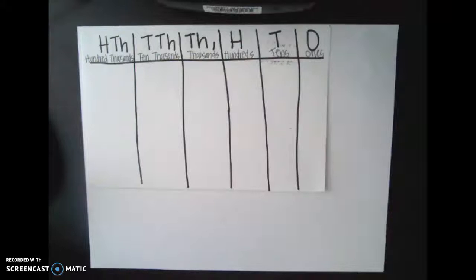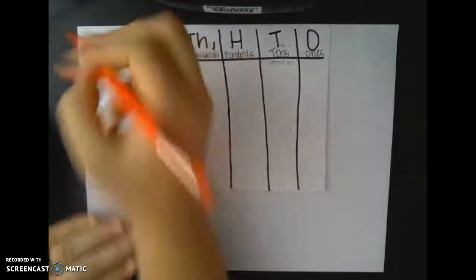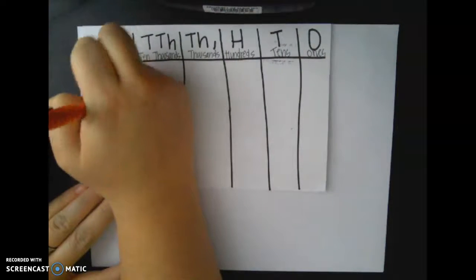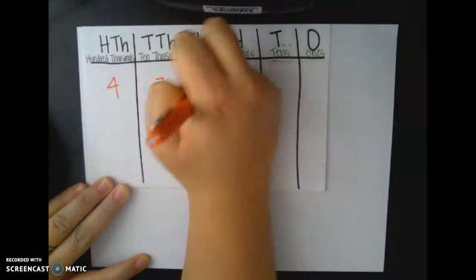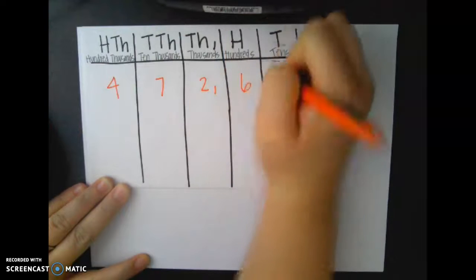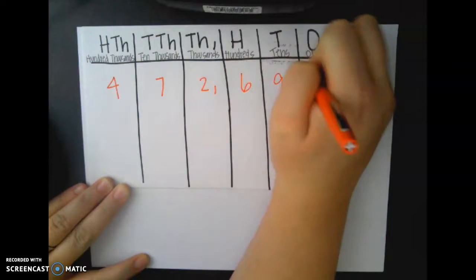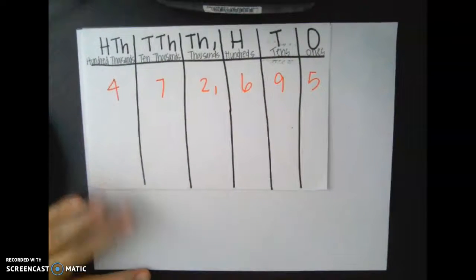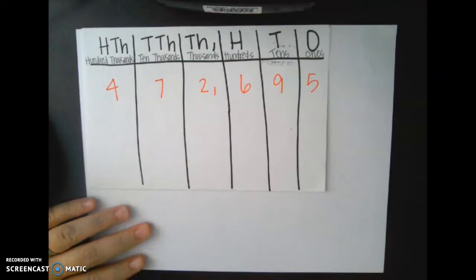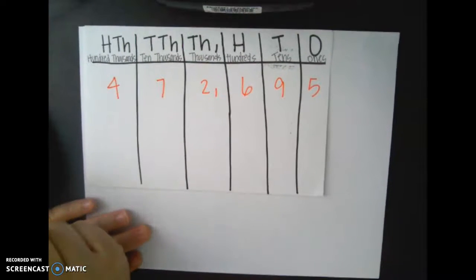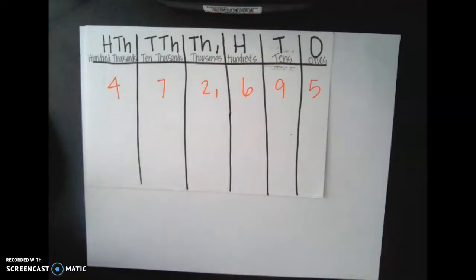Okay, we're going to review decomposing numbers and putting them into expanded form. So let me write the number 472,695. Okay, so this is our number in standard form. And I want to put this into expanded form.